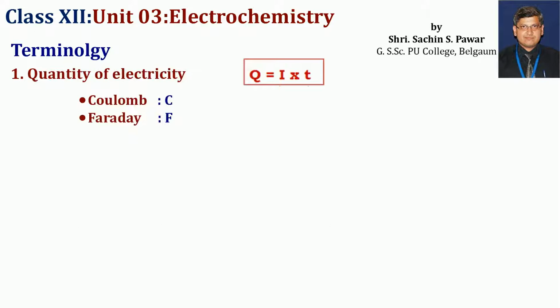Quantity of electricity. As you know from physics, the formula for finding the quantity of electricity is Q is equal to I into T, and it is measured either in terms of coulombs, whose symbol is capital C, or Faraday, whose symbol is capital F. In the formula, Q stands for quantity of electricity, I is current, and T is the time interval for which the current is passed.